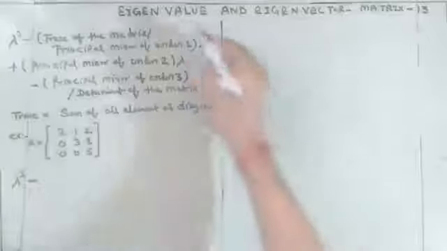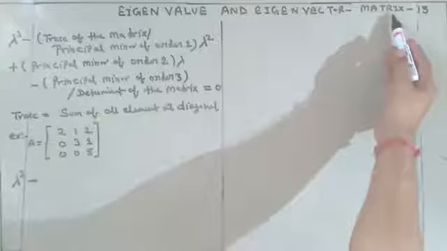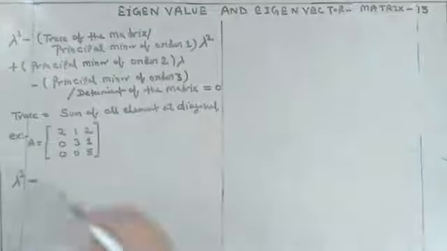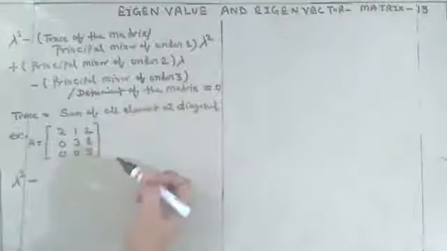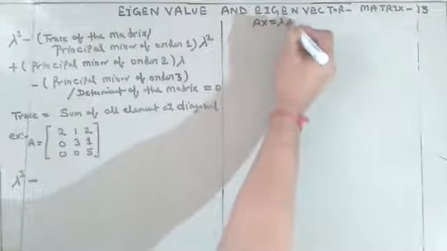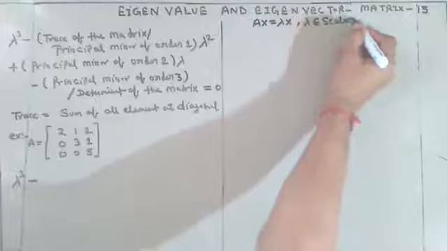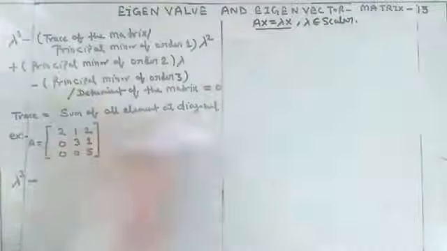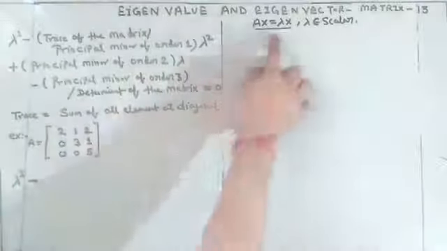Friends, this is the eigenvalue and eigenvector. Today we will discuss it. This is matrix lecture number 15. So how do we find the eigenvalue and eigenvector? You must know that Ax is equal to lambda x, where lambda belongs to the scalars. This is the formula to find the eigenvectors and eigenvalues.